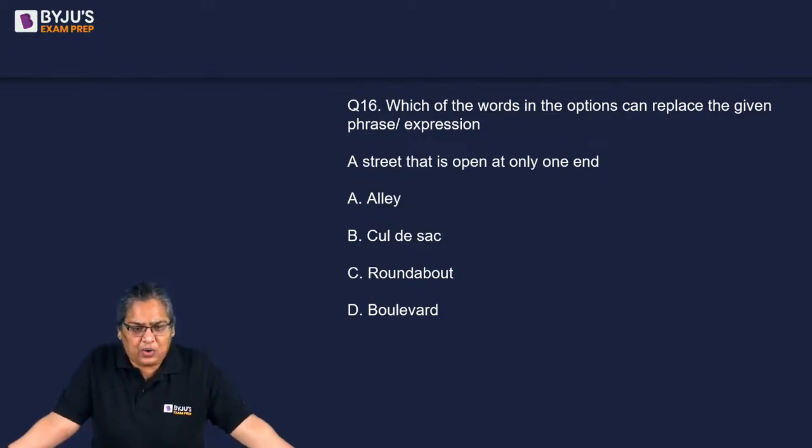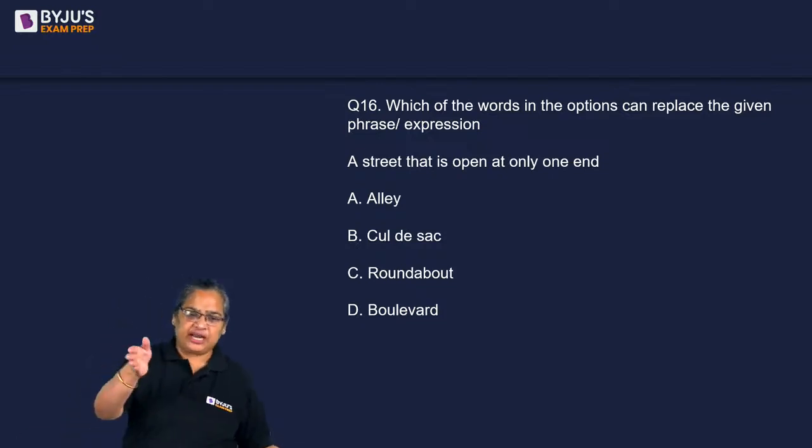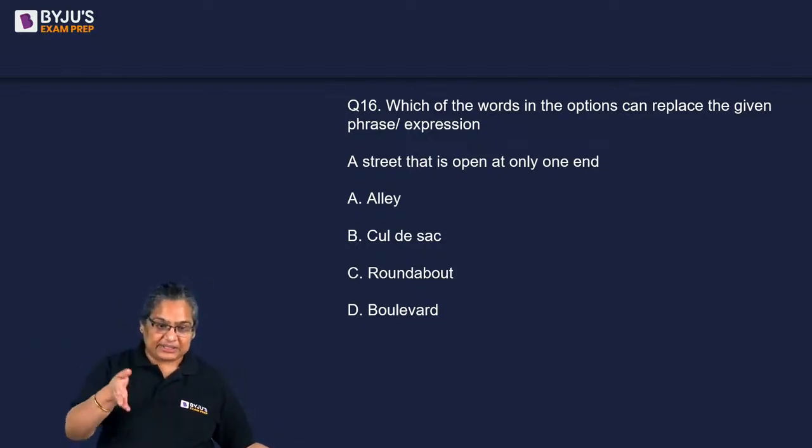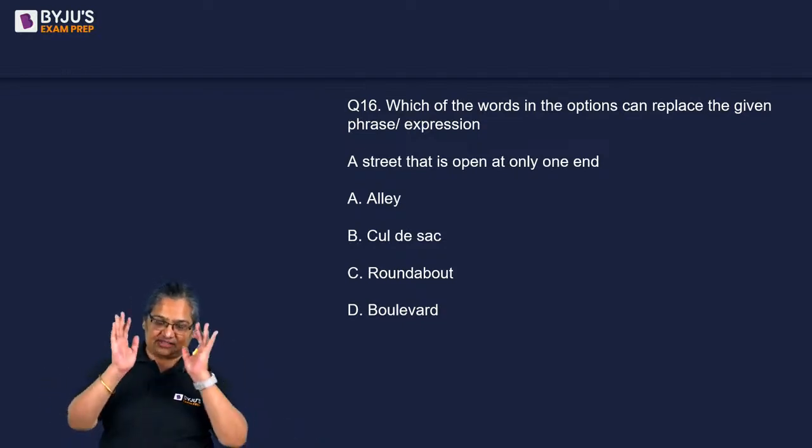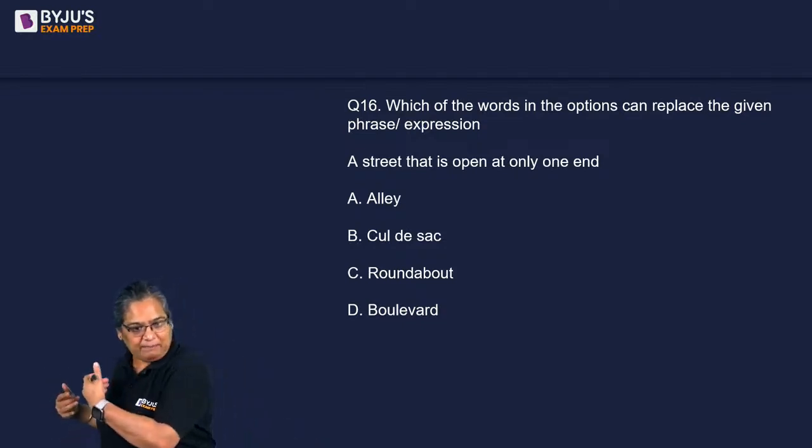All right, let's now look at one word substitution. What is the name for a street that is open at one end only? You enter, you can't get out. What is the name for such a street? In India, they say dead end. In Bangalore, if you ask anybody directions, they'll say, go straight, take the dead end and go to the right. Dead end ka matlab hai right or left nahi hai. It's a dead end. The only way is to come back, right?